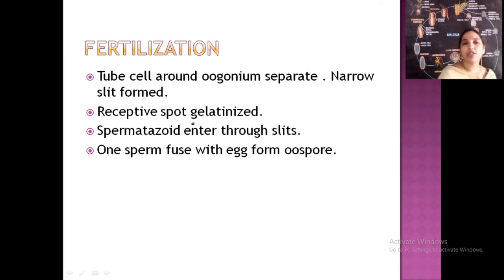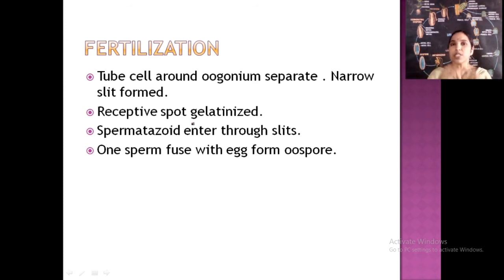Now, about the fertilization. Tube cells are around the oogonium. I already told you the oogonium is covered with the tube cells that open at the corona. Then the tube cells separate at the time of fertilization. Then the receptive spot at the apex becomes gelatinized, and sperms enter through the opening formed by the corona, that is, slits formed by the corona moving apart.